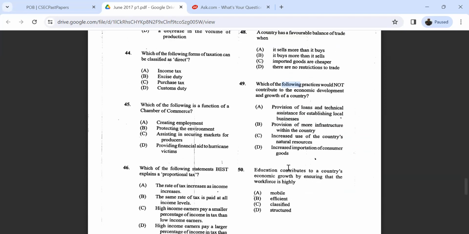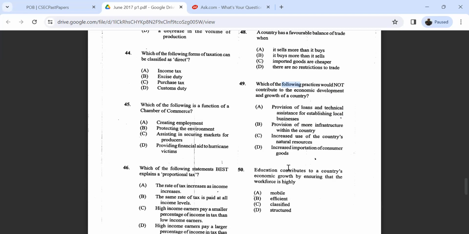Number 49, and what, are we almost finished already? Which of the following practices would not contribute to the economic development and growth of a country? A. Provision of loans and technical assistance for establishing local businesses. B. Provision of more infrastructure within the country. C. Increased use of the country's natural resources. Or D. Increased importation of consumer goods. So I think it's C. It's actually D. Increased importation of consumer goods.